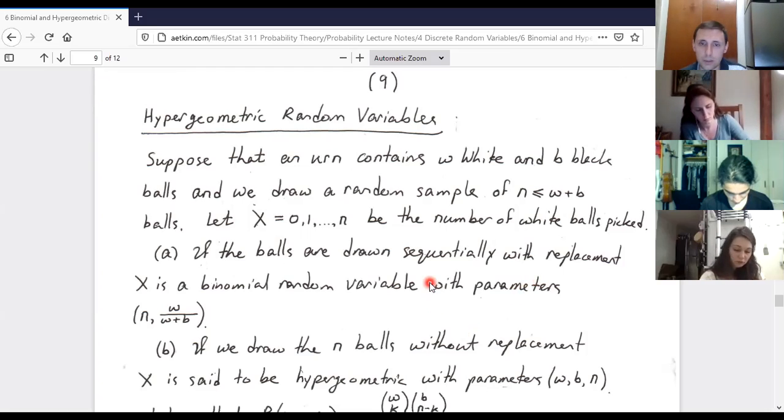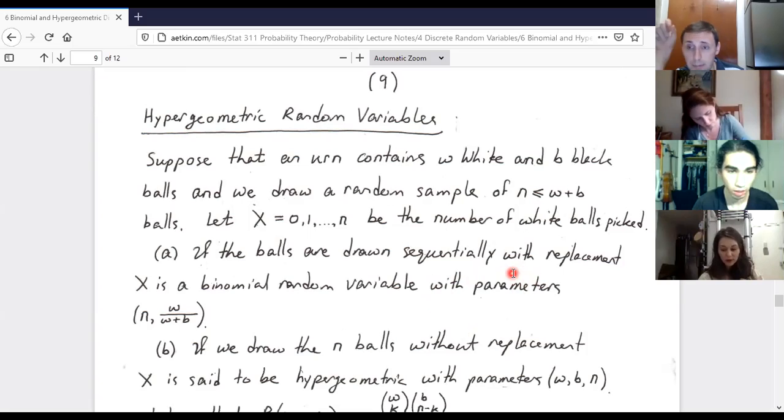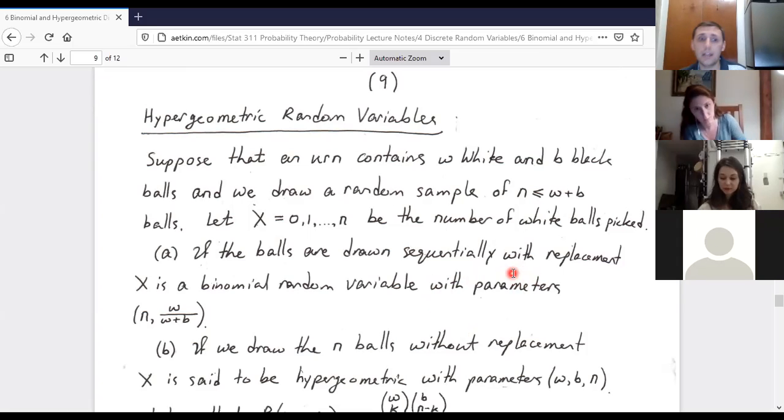If the balls are drawn sequentially with replacement, then X is binomial. You agree? Because I take a ball, I note whether it was success or failure, and then throw it back, and now it's the same trial all over again. It has parameters n and p equal to W over all the balls, W plus B. That's the p parameter. Everybody understands that?